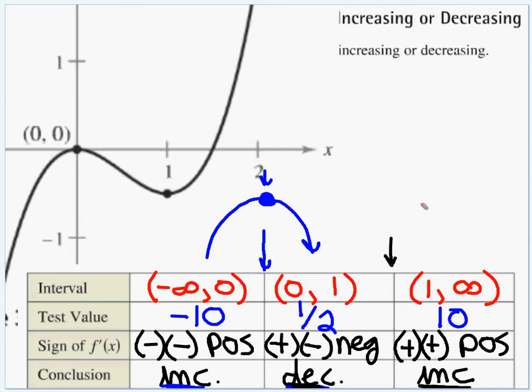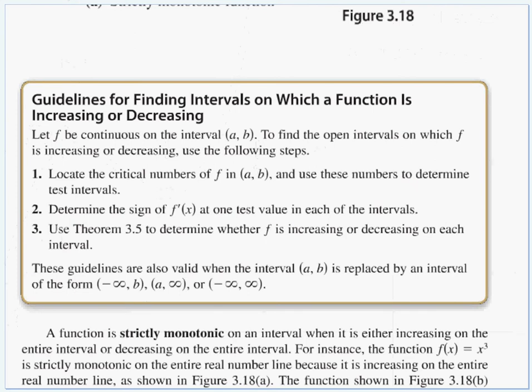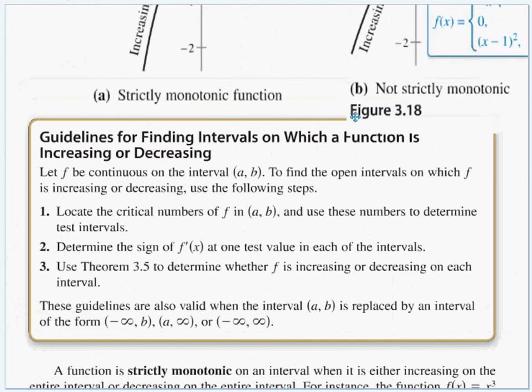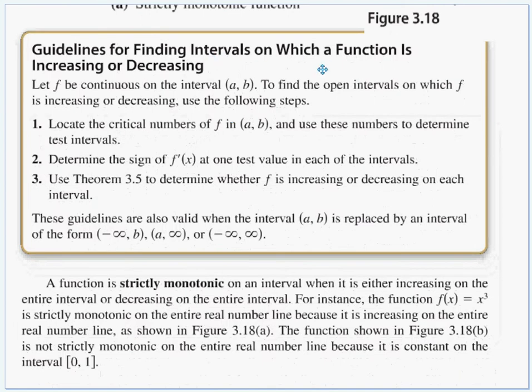Okay, let's see what we got next. Just some guidelines here. Guidelines for finding these intervals. Let f be a continuous function on our open interval a to b. To find the open intervals on which the function is increasing or decreasing, here are the steps. Locate the critical numbers of the function in the interval. Remember, that is where the derivative is 0 or non-existent.